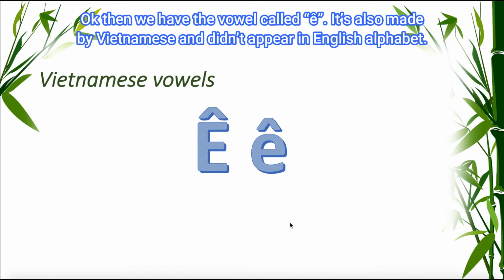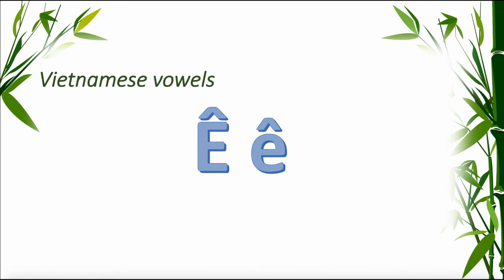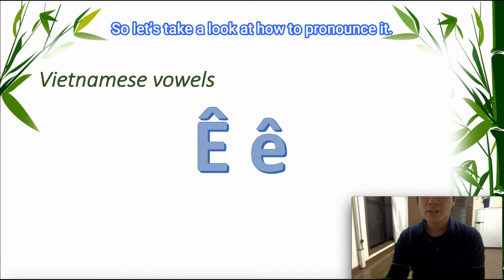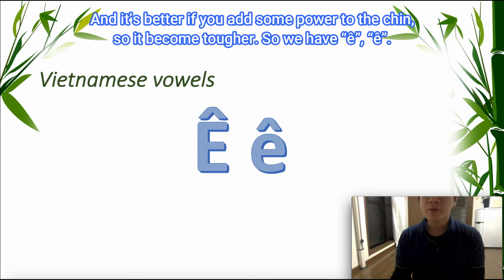Okay, then we have the vowel called Ê. It's also made by Vietnamese and doesn't appear in the English alphabet. Even though it looks similar to the last one, the pronunciation is completely different. So let's take a look at how to pronounce it. We will open our mouth and pull the upper part of the mouth forward and push the chin backward. So we have Ê. And it's better if you add some power to the chin, so it becomes tougher. So we have Ê.